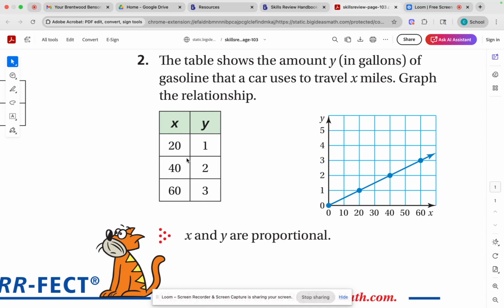Question. What does proportional mean? Proportional means it goes up at a constant rate that's the same the whole way through. AKA, look up here, we have a straight line. Good question. Any other questions? Feel good? All right, turn it over. We're going to do the back side.